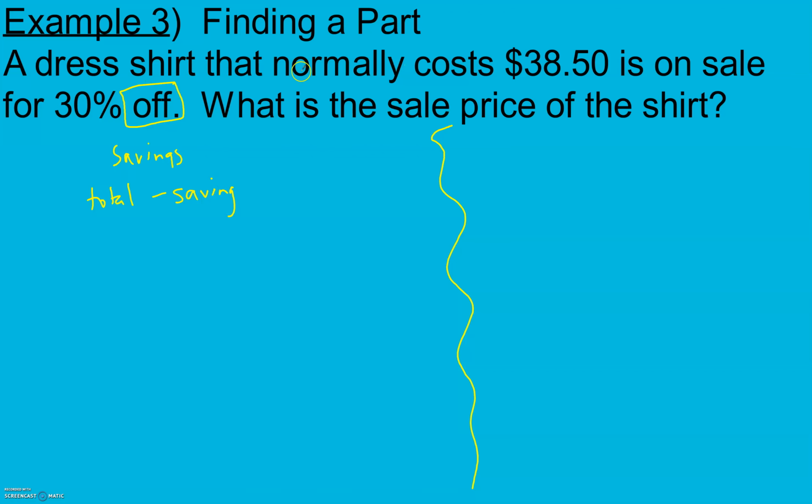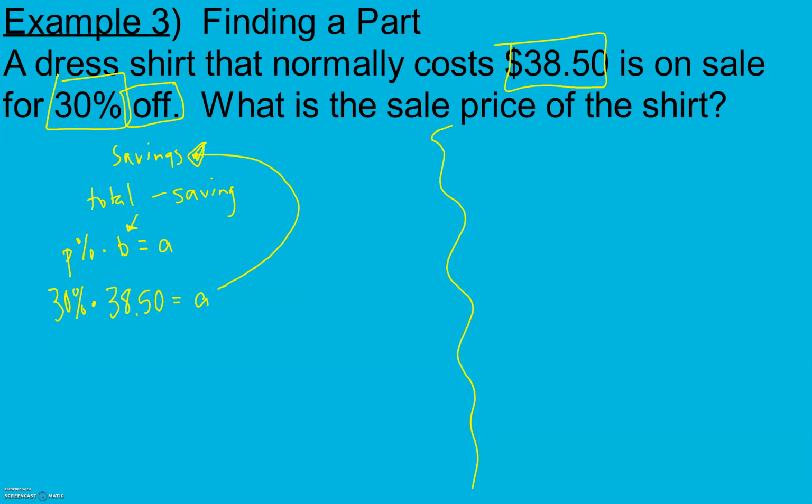And in order to do that, we have our total here. So P percent of B equals A. Remember, B is our total. That's our 38.5. Our percent is 30%. And this gives me our part, the part that we are saving. When I multiply here, I get 11.55. Keep in mind though that $11.55 is the part that's 30% off. That's not our total right now.